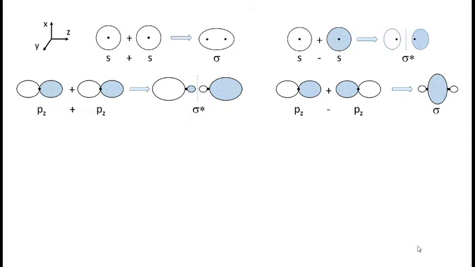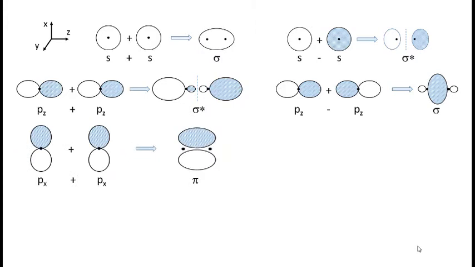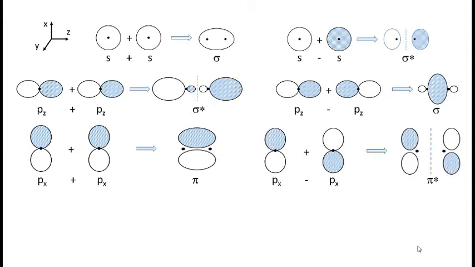The p sub x and p sub y atomic orbitals give pi interactions since they touch at two places. In the case of p sub x, it is above and below the internuclear axis. For the plus combination, most of the electron density is generally between the nuclei in a pi bonding molecular orbital. For the minus combination, most of the electron density is outside the nuclei in a pi anti-bonding molecular orbital.